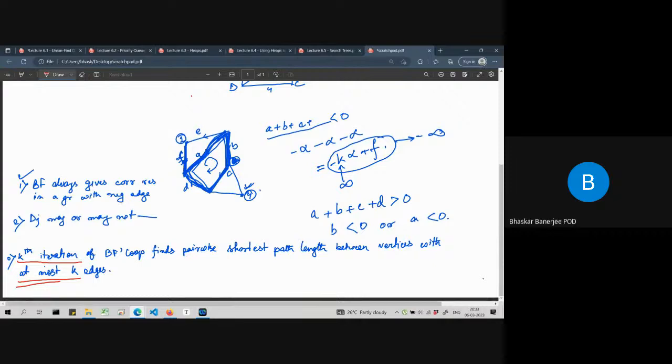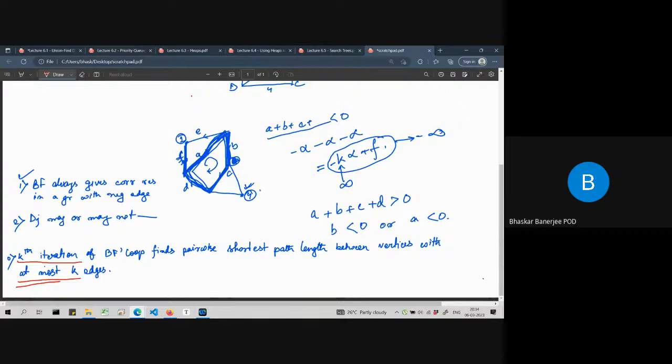Let's say you have a shorter path with k plus 1 or k plus 3 edges, then after the kth iteration of Bellman Ford, you will not get it. You would have to iterate one or more times. If you run the Bellman Ford loop one more time, considering k plus 1 edges, it would give you that path. So basically every kth iteration of the Bellman Ford loop gives you the shortest possible path using at most k edges.